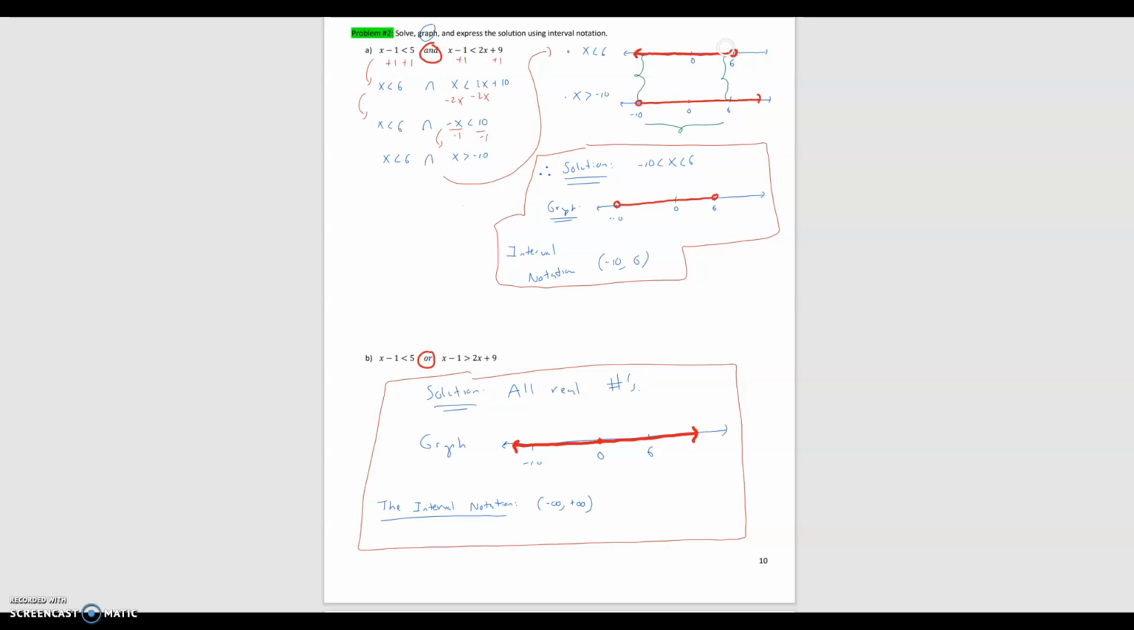So from negative 10 to 6, not including the edges because of the statements of less than, which we end up with greater and less than 6. That's it for this last portion.